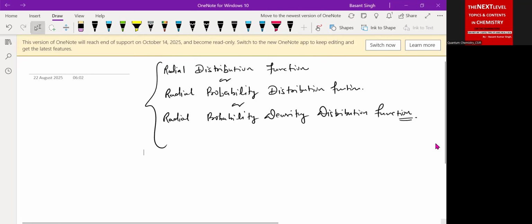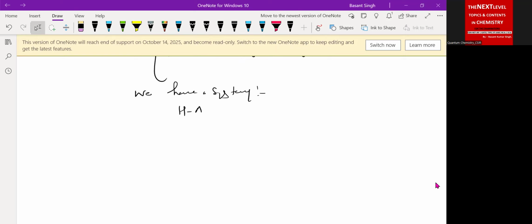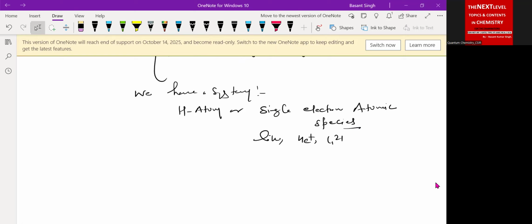So for this, we have taken a system. We have a system that is the hydrogen atom or any single electron atomic species like He plus, Li 2 plus, Be 3 plus, etc. Single electron atomic species, not H2 plus.